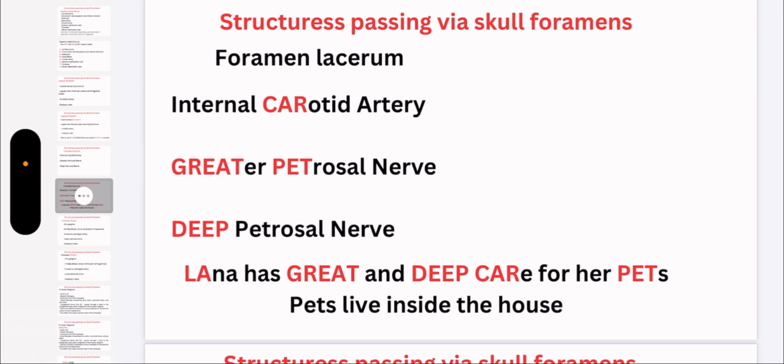And if you don't understand this one and you want to memorize it, you can memorize it by remembering that pets live inside the house. So pets live inside, internally. This will remind you of the internal carotid, not the external one. It should not be the external, logically.